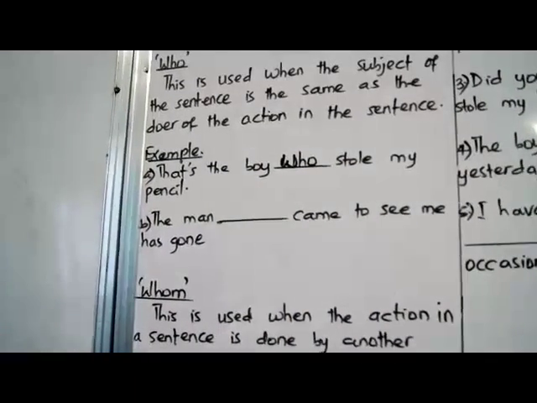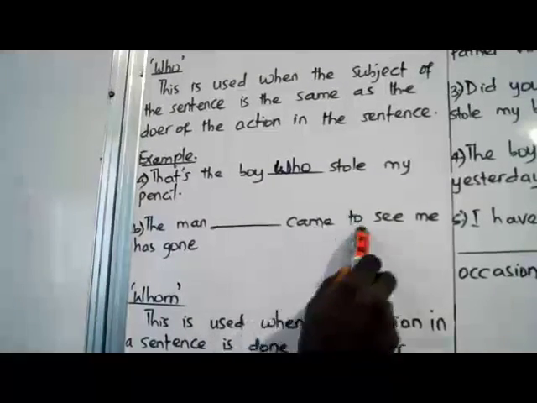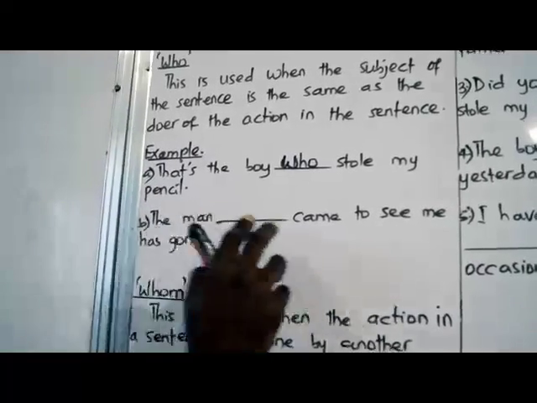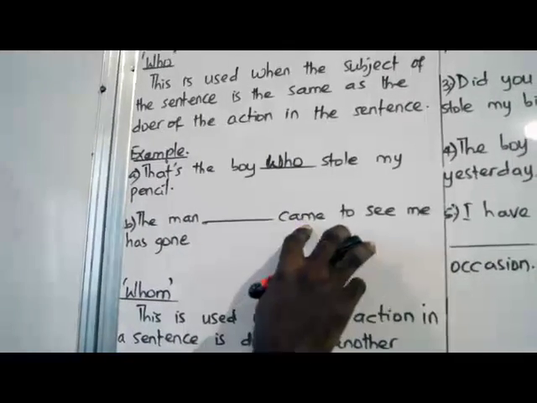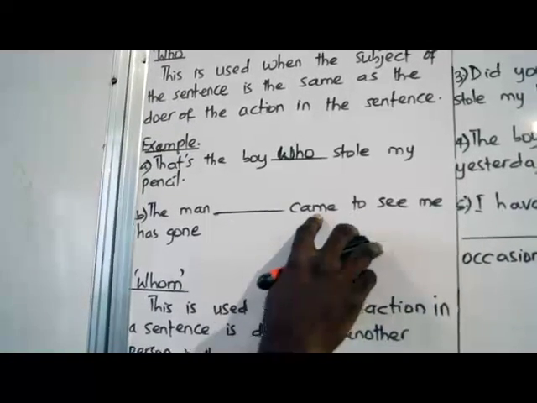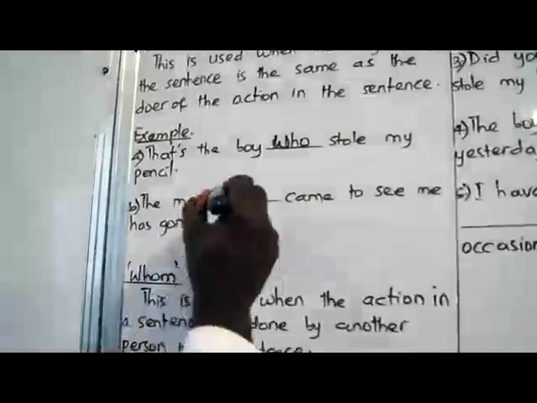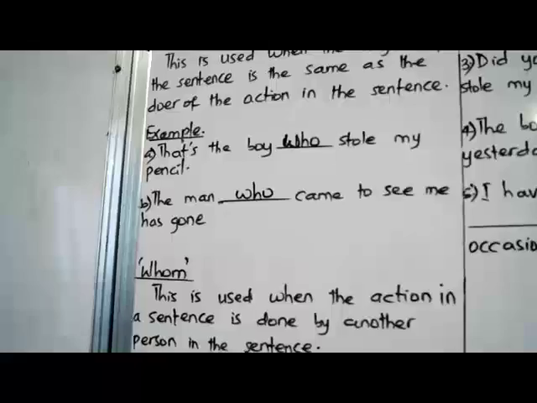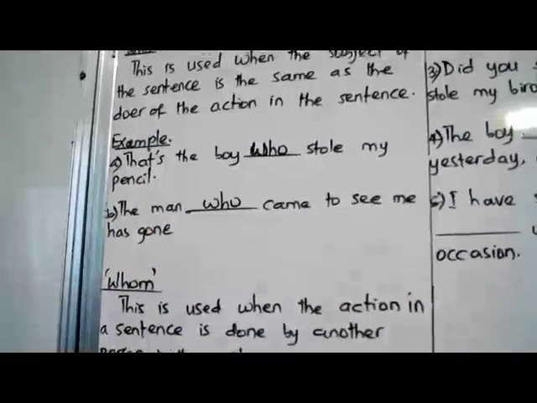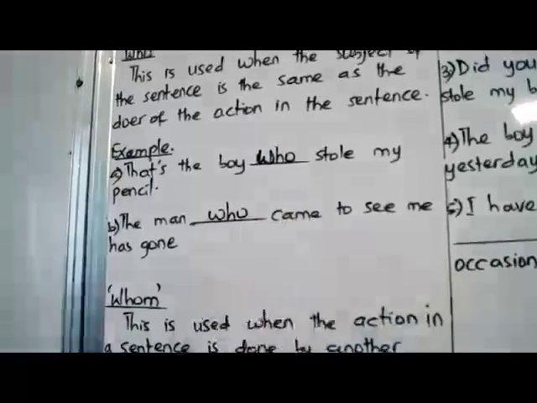Now let's take another example to illustrate the use of who. The man that came to see me has gone. The man is the subject of the sentence, and the action of the sentence is came, right? And who carried out this action in the sentence is the same man. He came to see me, has gone. So in this case, who is the right answer to use, right? So the man who came to see me has gone. So if you look at these two examples, you will see that the subject of the sentence is the same as the doer of the action in the sentence.